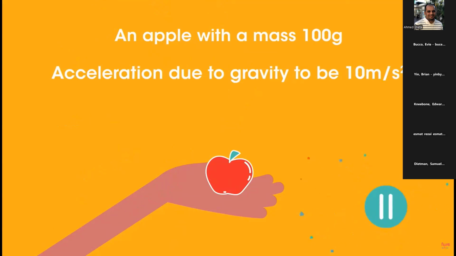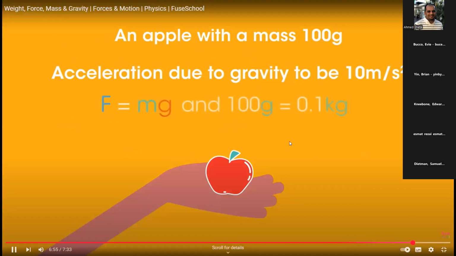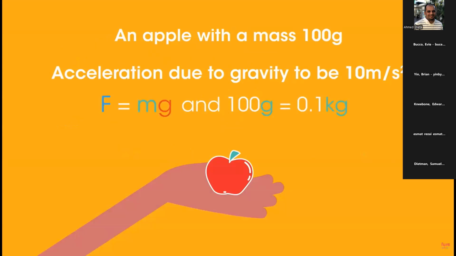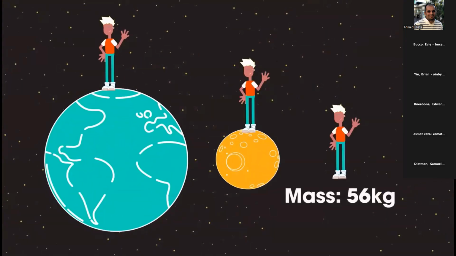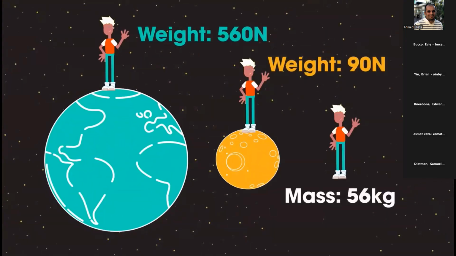Pause the video and work this out. So the force is mass m times g, or 0.1 kilograms times 10. So the force of gravity on an apple is about 1 newton. And it was the falling apple that gave Isaac Newton the idea in the first place. How about that? And just remember, our mass always stays the same, but our weight can change. Maybe we should all move to the Moon.